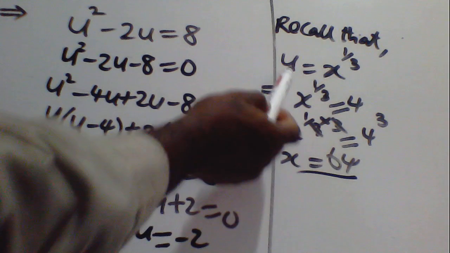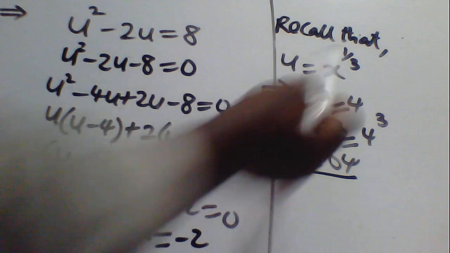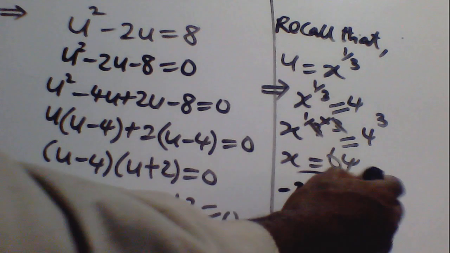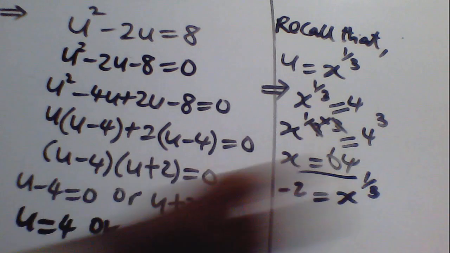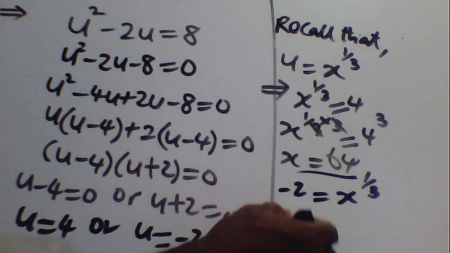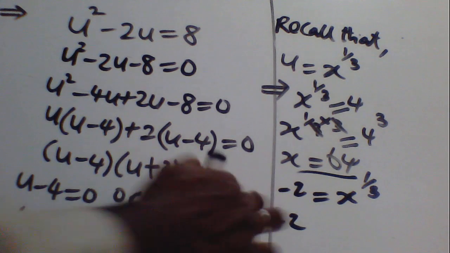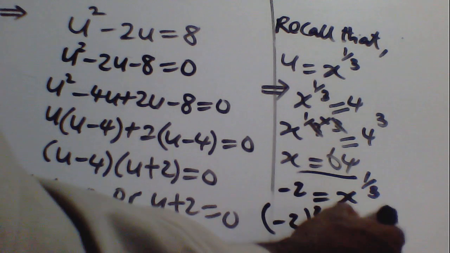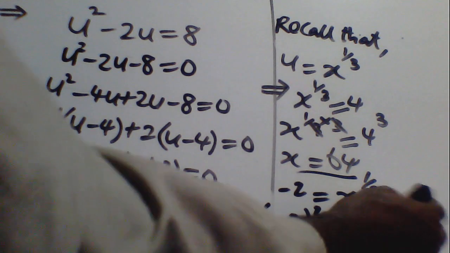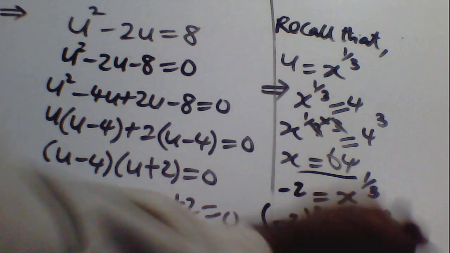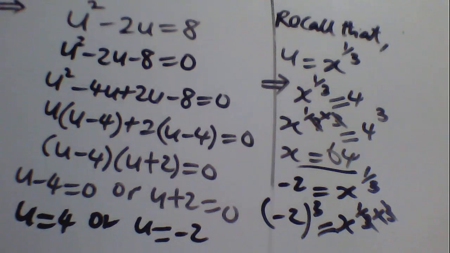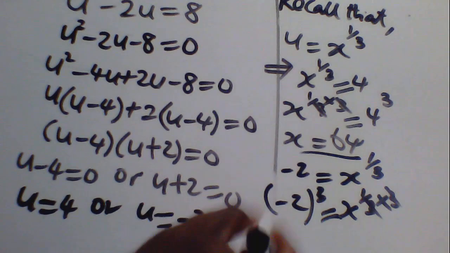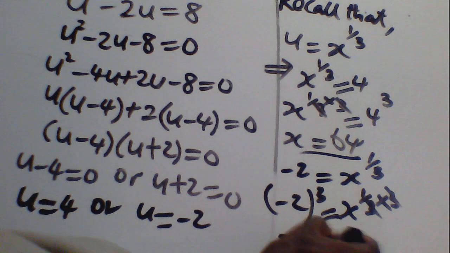Since u is equal to x raised to power 1 over 3, you recall here that minus 2 is equal to x raised to power 1 over 3. So find the cube of both sides. You have minus 2 raised to power 3 is equal to x raised to power 1 over 3 times 3. So 3 can cancel out, and when 3 cancels out, what do you have? Minus 2 raised to power 3 will give us minus 8 is equal to x.